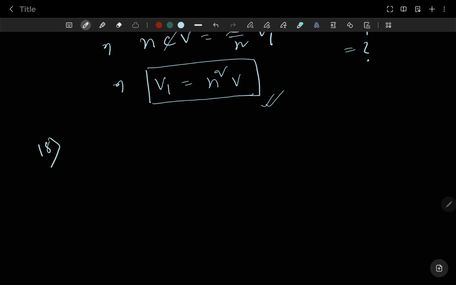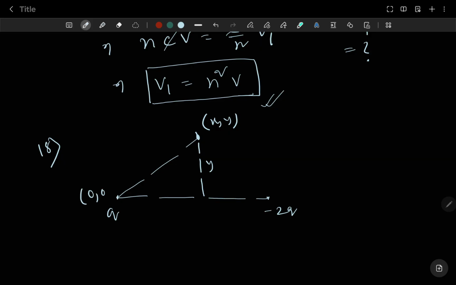Now problem 18. Q1 minus 2Q, two charges are there, and we want the equipotential surface corresponding to zero potential. Suppose I have a point here, let this point be say xy. So this is y, this is our 0,0. This is 6, so if this is x, then this is 6 minus x.